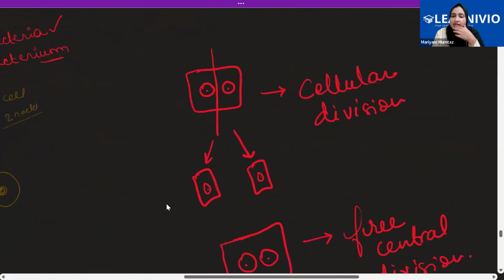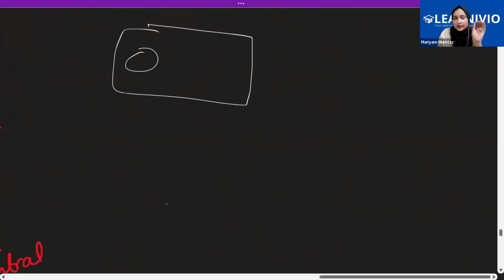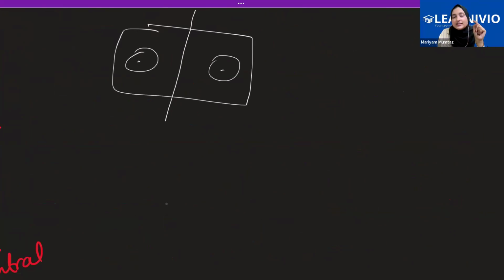So, for example, always remember one thing. If this is a cell, inside there is a nucleus. When the nucleus divides, like during cell division, first the nucleus divides and forms two nuclei like this, one and two. Then every nuclear division is followed by the division of the cell, called cellular division or cytokinesis.